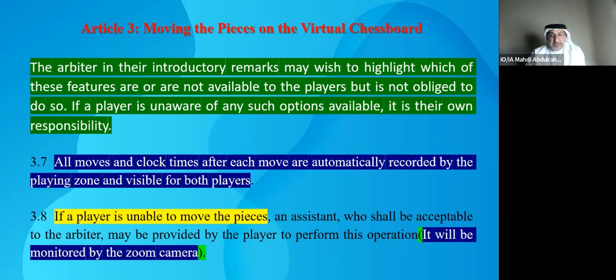So there must always be a shared screen, with a very clear picture of the player and the assistant, so the arbiter can monitor and see what happens around the player. So it will be monitored by the Zoom camera.